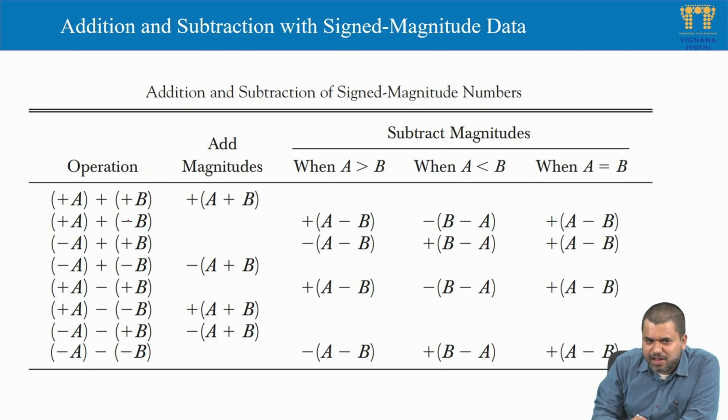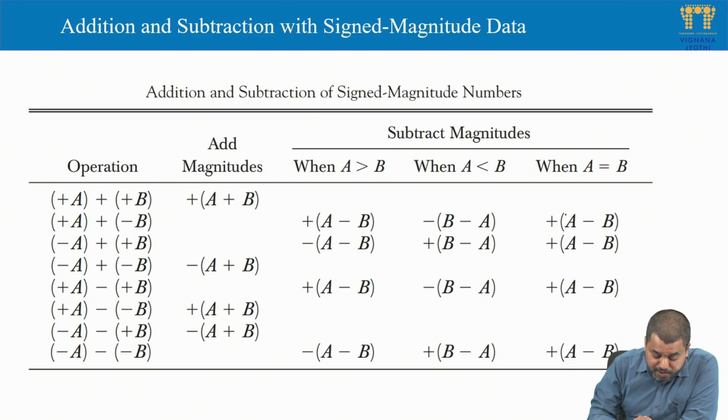Again here we get 3 cases. What are the 3 cases? We may have A greater than B, or A less than B, or A equal to B. Suppose A is greater than B. What do I need to do? I need to perform A minus B and keep the sign as A. Similarly, if A is less than B, I need to compute B minus A and keep the complement of the sign of A. Similarly, if A equals B, I need to compute A minus B and make the sign positive.